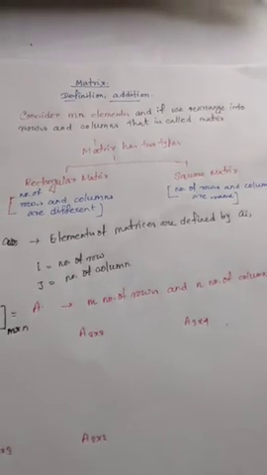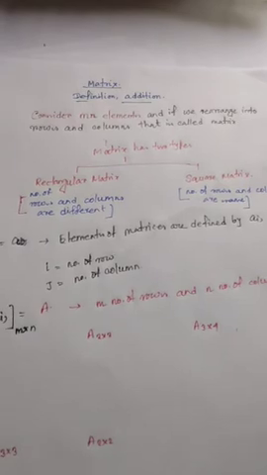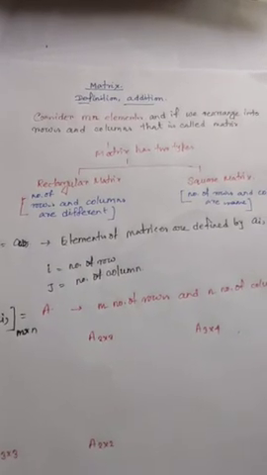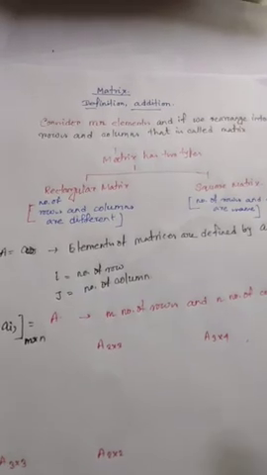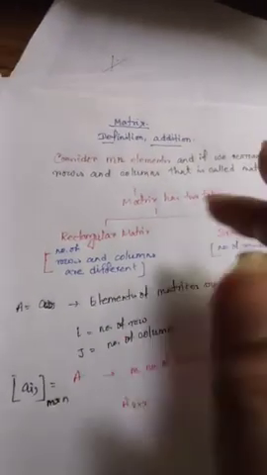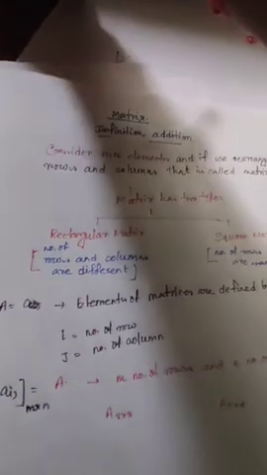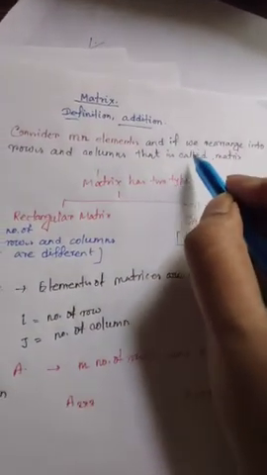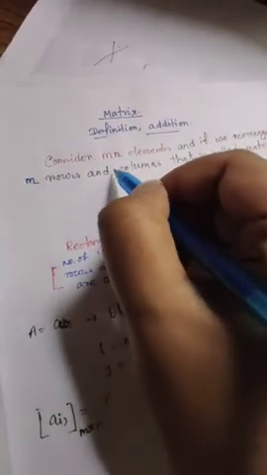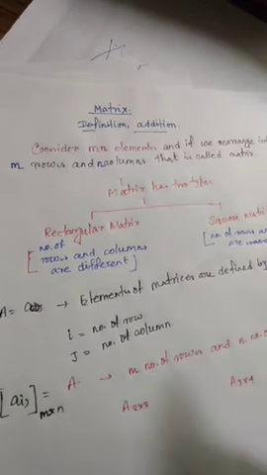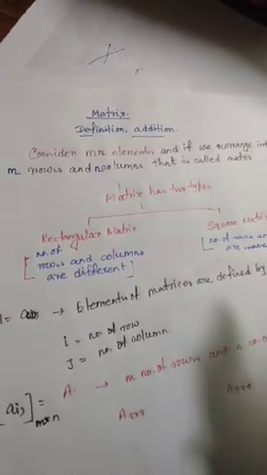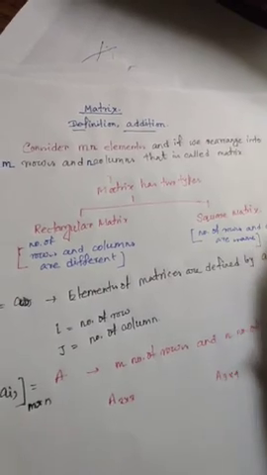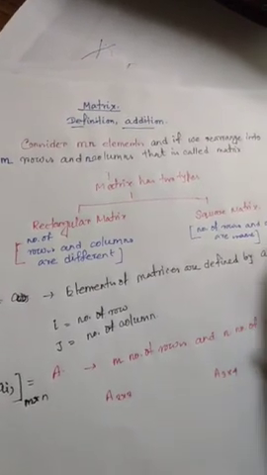Hi guys, in this video we will discuss the definition of the matrix and how we can find the order of a matrix. First of all, we have to know what the definition of a matrix is. If we consider mn elements and rearrange them into m rows and n columns, that is called a matrix.